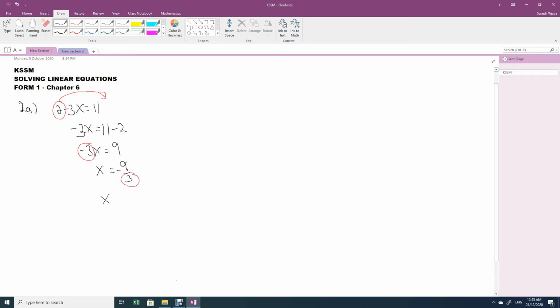So x will be equal to minus 3. Okay, so let's move to another question. Let's say we have 2b. Yeah, let's say we have (5x + 7) divided by 2 is equal to 5. How do we solve this?